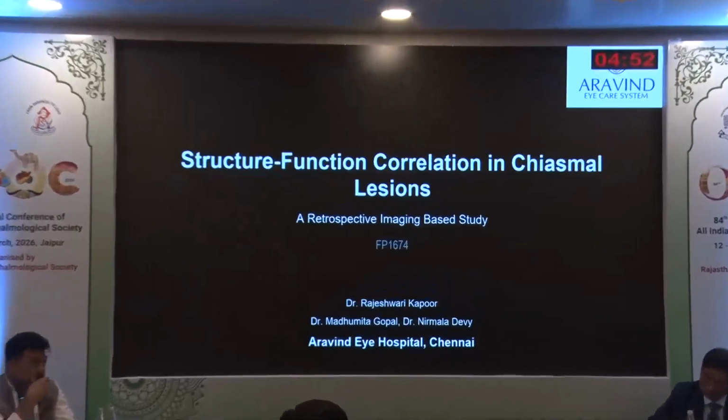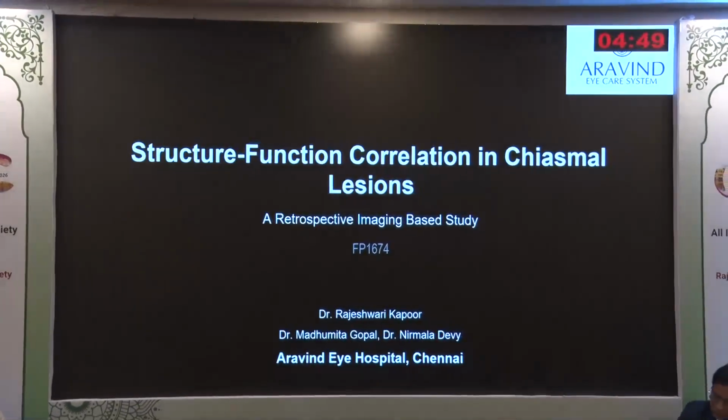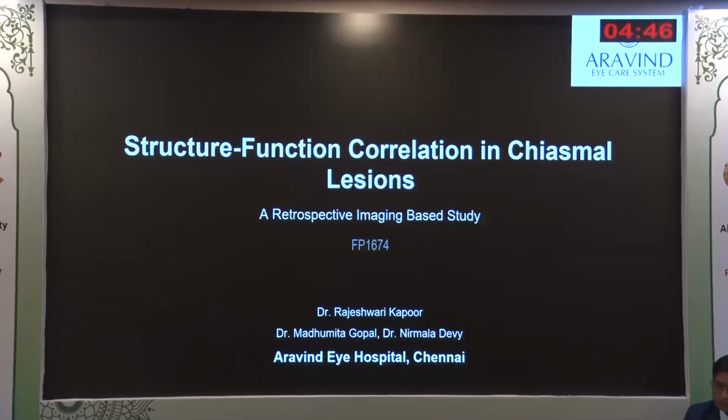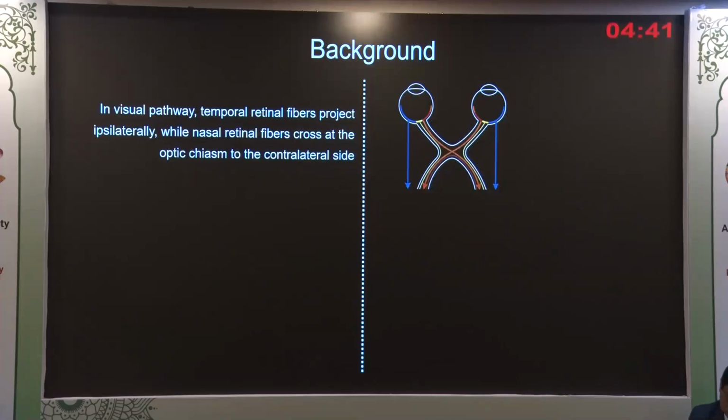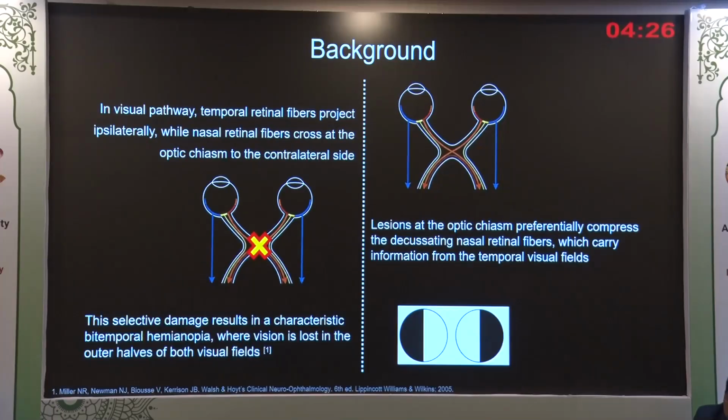Good afternoon. I will be presenting a retrospective imaging-based study evaluating structure-function correlation in chiasmal lesions, specifically comparing macular ganglion cell complex and peripapillary retinal nerve fiber layer using OCT in relation to visual field defects. We begin with a brief overview of the anatomical basis. In the visual pathway, temporal retinal fibers remain ipsilateral, while nasal retinal fibers decussate at the optic chiasm. Compressive lesions of the chiasm preferentially affect these crossing nasal fibers, which carry temporal visual field information. This results in the classical bitemporal hemianopia. Therefore, chiasmal lesions provide a unique model to study spatial structure-function relationships.